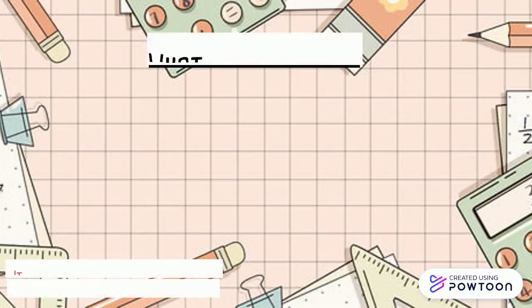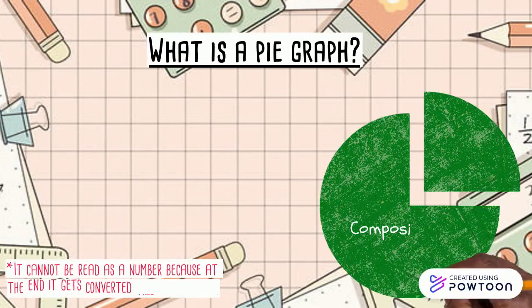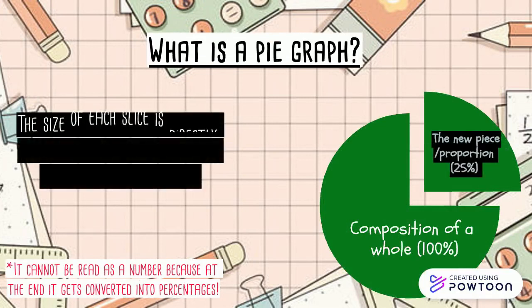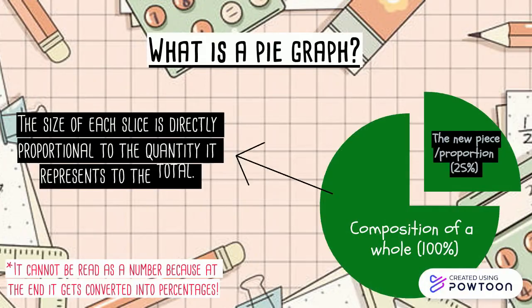What is a pie graph? A pie graph is a specific type of graph that is used to represent the composition of a whole, or 100%. The size of each slice in a pie graph is directly proportional to the quantity it represents to the total.